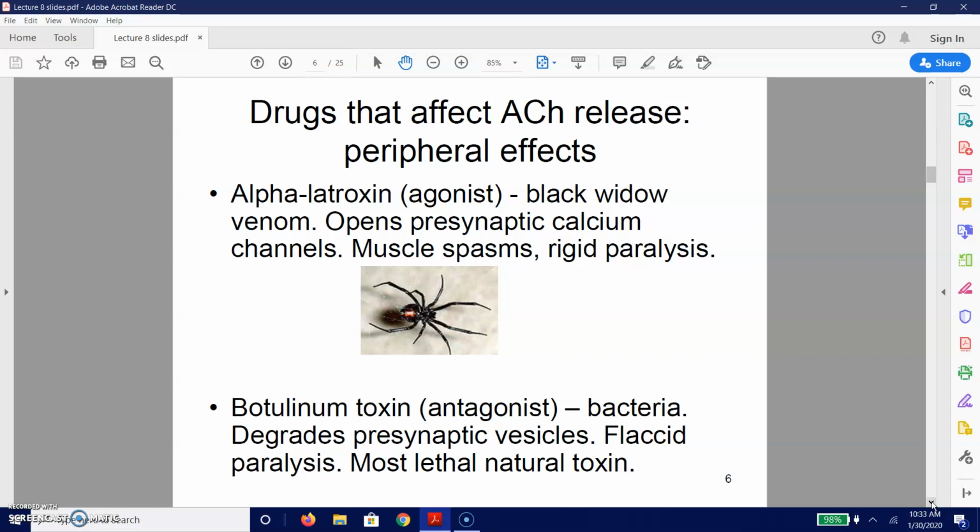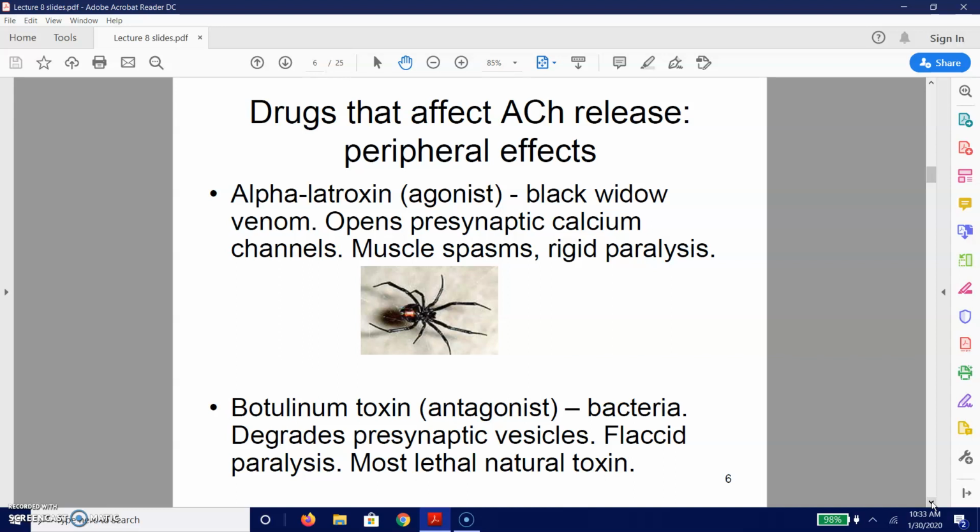You are going to get things like muscle spasms. The muscles are going to contract, and this will include rigid paralysis, including the lungs. Now, it takes several black widow bites to kill an adult. It can pretty easily kill an animal or an infant. So that's an agonist. Botulinum toxin, or Botox, actually has the opposite effect of latrotoxin.